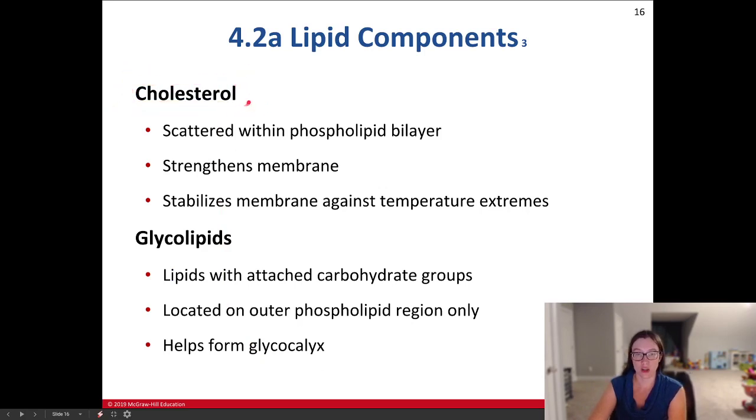Cholesterol, remember, is a type of steroid, which is a type of lipid. It's got the classic ring structure. It helps strengthen the membrane and stabilize it against temperature extremes. And we can also use cholesterol to form steroid hormones and things. And then finally, glycolipids are lipids with attached carbohydrate groups, right? So glyco, like think glycogen, that's going to mean carbohydrate, and then lipid is going to be a lipid that has a carbohydrate attached. They're located on the outside of the phospholipid region only, and they help form what's called the glycocalyx, or the sugar coating of the cell. And so we're also going to have some glycoproteins that help form that.